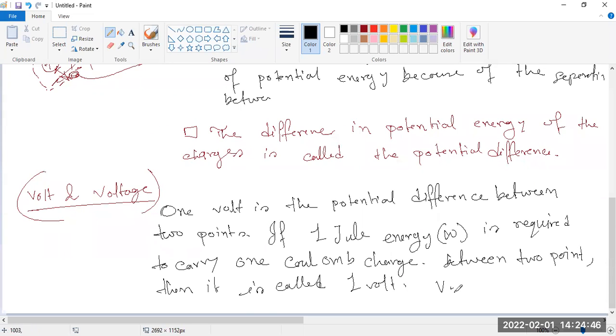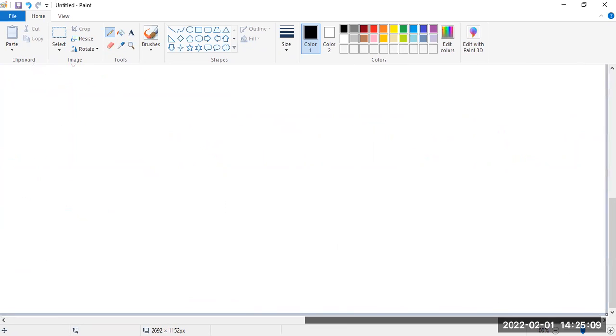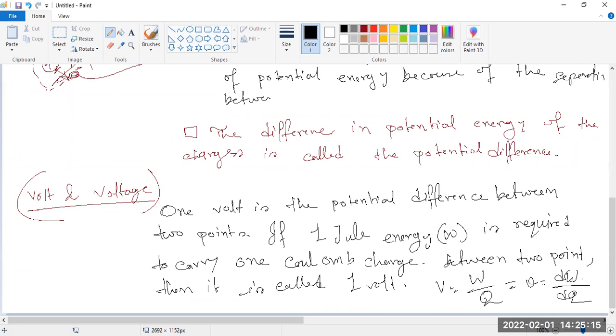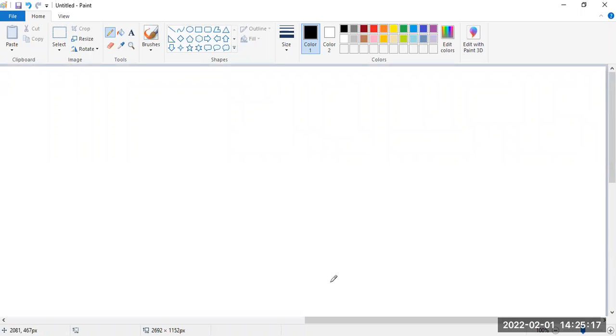so we can write volt equal to W by Q, or V equal to dW by dQ. Okay, now this is the volt, and now we are talking about voltage. So what is voltage, or potential difference?